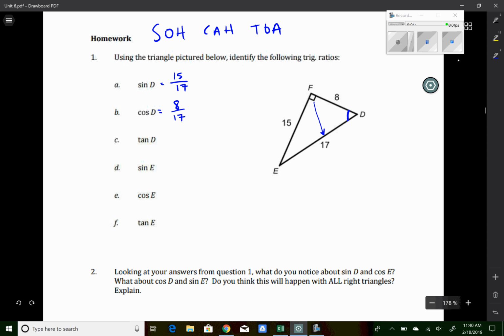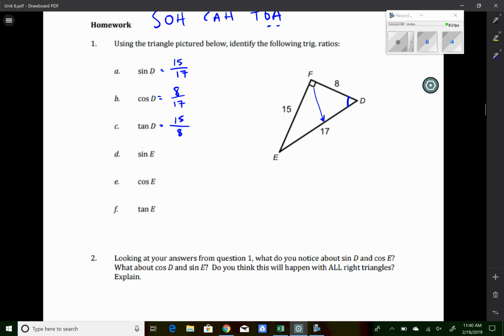For tangent of D, it's the opposite side, O, over the adjacent side, so that would become 15 divided by 8. Now, for the next three, we're not using angle D anymore, so I want to either erase that or make it a different color. I want to use angle E as my marked angle. So if angle E is my marked angle, the opposite side now is the side labeled 8. The hypotenuse is still 17. The adjacent side is marked 15 now, and the opposite over the adjacent side now just becomes 8 over 15.